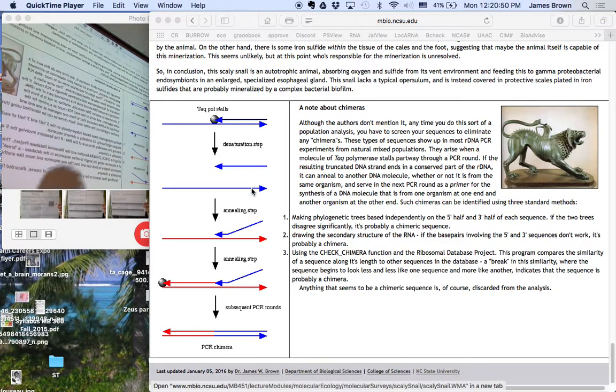So these chimera functions, they're not perfect, but whenever you do an environmental population analysis like this, you've got to do some quality control. Chimera checking is one of them. High throughput sequencing, there are mechanisms in the barcoding process, which we'll talk about later, that are used to check the quality of the sequence so that you can go through your database and throw away anything that's questionable.